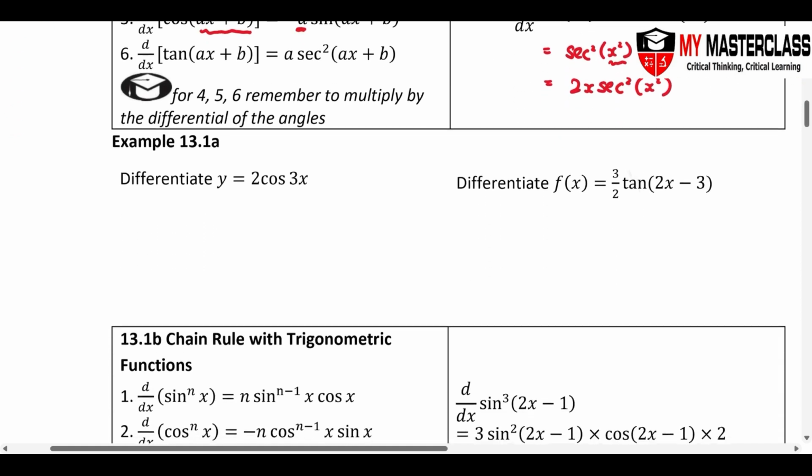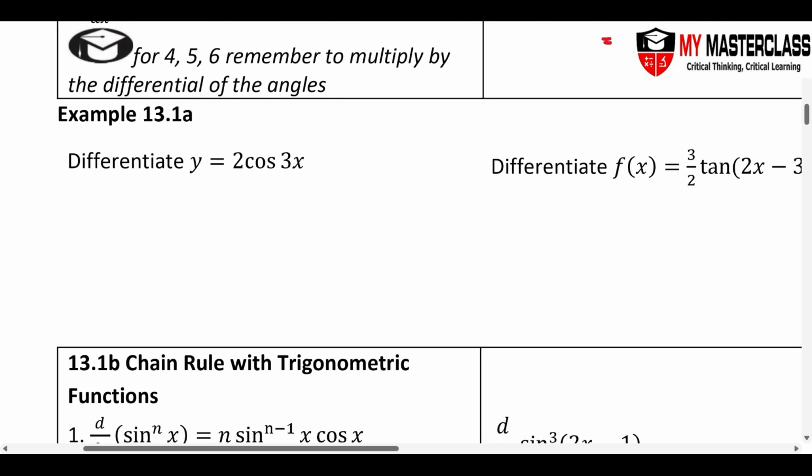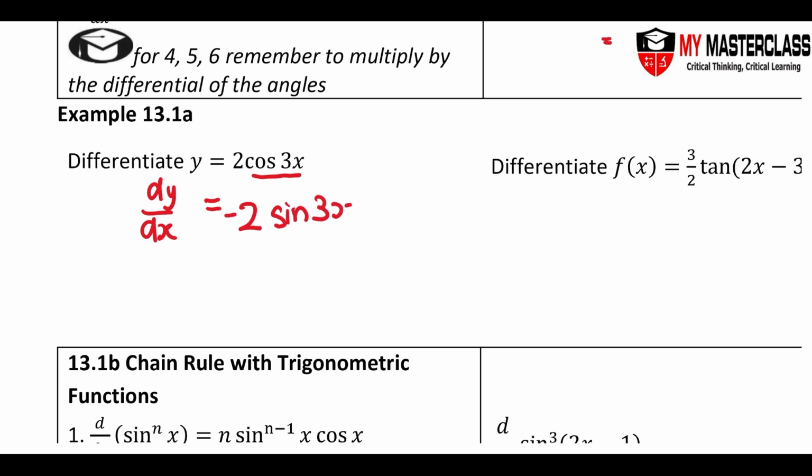Next, differentiate 2 cosine 3x. If there's a 2 in front, what happens? If you have y, you have to write dy dx equals to, now I differentiate cosine 3x, I will get 2, the 2 still remains, negative 2 sine 3x, because differentiate cosine is equal to negative sine. Multiply by differentiate the angle, that is 3, that's how I get negative 6 sine 3x.